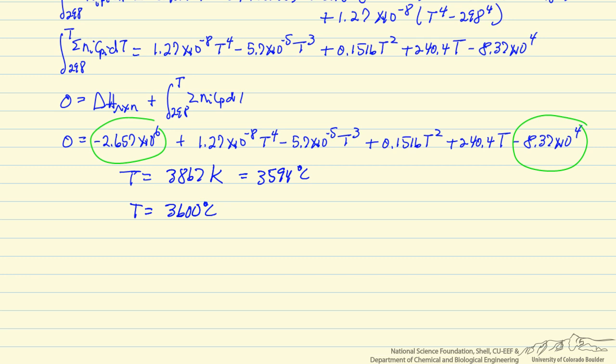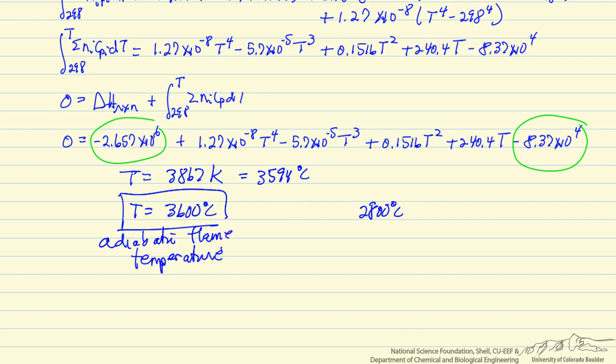However, it's not clear the heat capacities are very accurate at these higher temperatures, and indeed the values reported for the adiabatic temperature for butane burned in pure oxygen are significantly lower, more like 2,800 degrees C. So this is the adiabatic flame temperature that we calculate from heat of reaction and heat capacities that are a function of temperature.